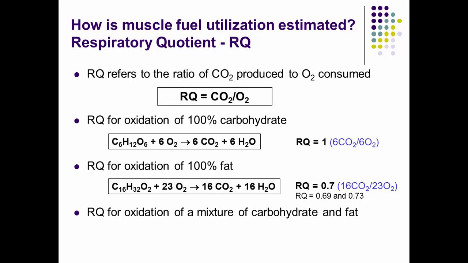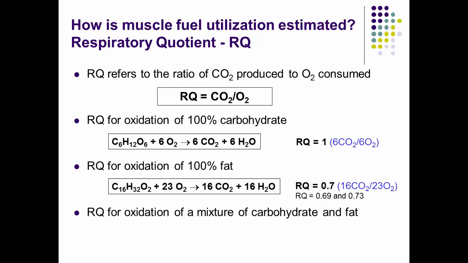Here's the equation for calculating the RQ. RQ refers to the ratio of CO2 production to oxygen consumption. So how much CO2 is produced to how much oxygen is consumed, right? So this is the ratio, the equation for calculating RQ. And for oxidation of 100% carbohydrate, RQ will be 1. You can see this in the equation.